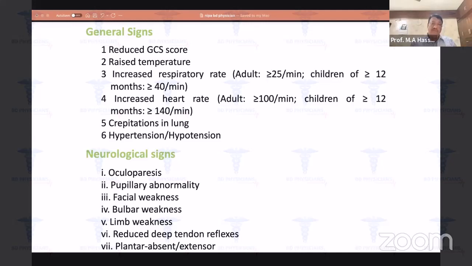There are also some predominant neurological manifestations that occurred: pupillary abnormality, facial weakness, bulbar weakness, limb weakness, reduced deep tendon reflex, and also the plantar extensor response absent. So these are the findings found in different case series in the Bangladeshi population during Nipah infection.